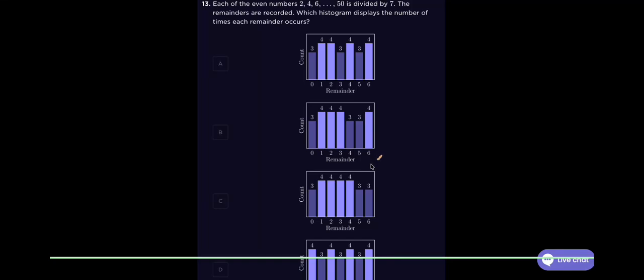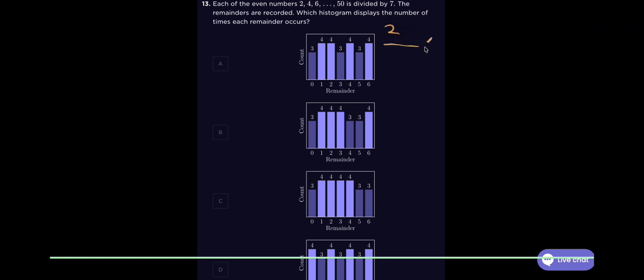Each of the numbers 2, 4, 6, all the way up until 50 is divided by 7. The remainders are recorded. Which histogram displays the number of times each remainder occurs? Okay, we're only considering even numbers here. I think what we can do here, I can try to find a pattern.